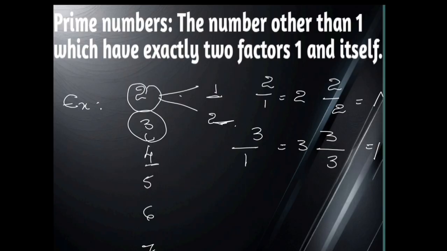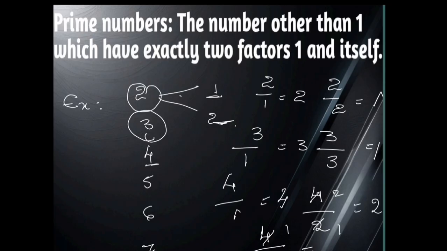I am taking 4. 4 divided by 1 is 4, and 4 is also divisible by 2: 2 twos are 4. Again the same number, 4 divided by 4: 4 ones are 4, we get the result 1. So the number 4 can be divided by another number also, besides 1 and the same number, which means it has 3 factors.